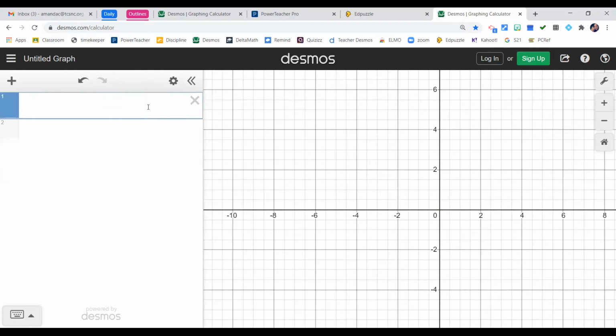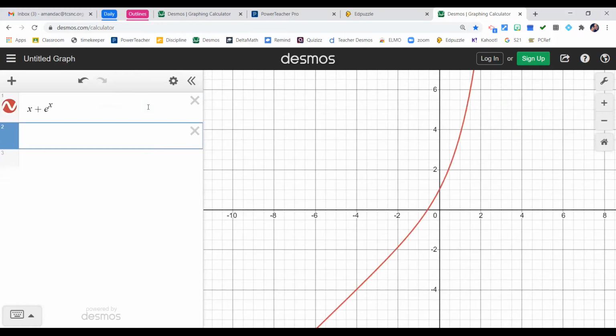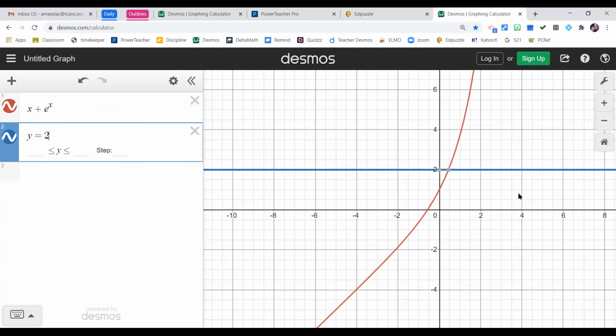And then the last one, we have x plus e to the x equals 2. We're going to do the same thing on that one. X plus e to the x power. And then y equals 2. And where those intersect, 0.443.